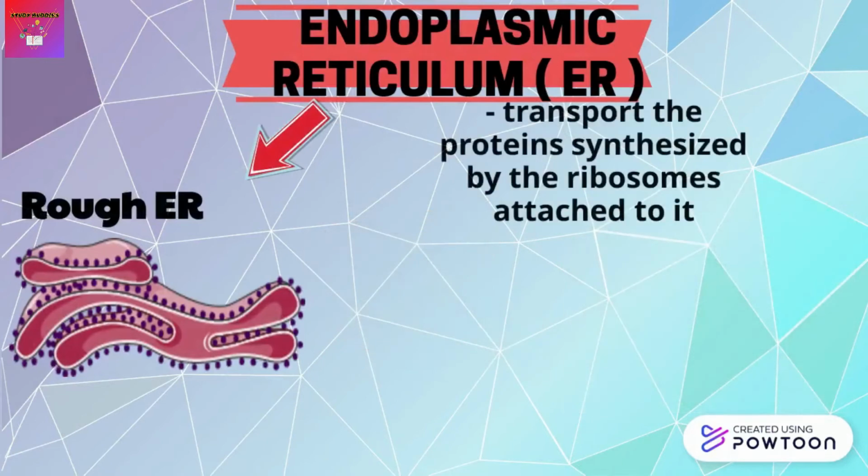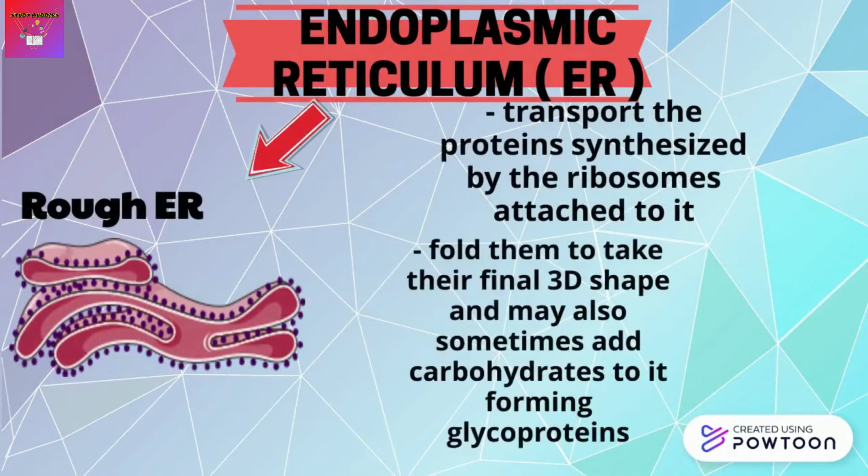RER's main function is to transport the proteins synthesized by the ribosomes attached to it, fold them to take their final three-dimensional shape, and may also sometimes add carbohydrates to them, forming glycoproteins, until forming a functional protein.